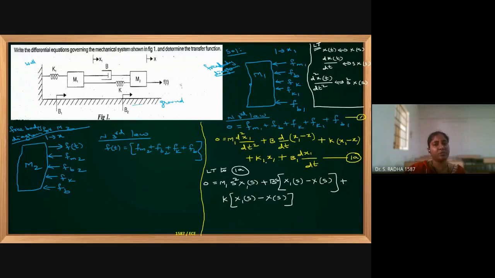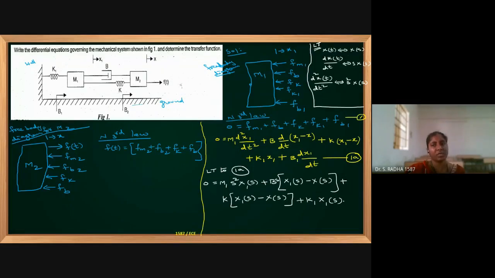Now I am going to the fourth term, k1 into x1. So k1 is a constant, no derivative, so directly x1 of s. You can see the top right: for x of t, the Laplace transform is x of s.